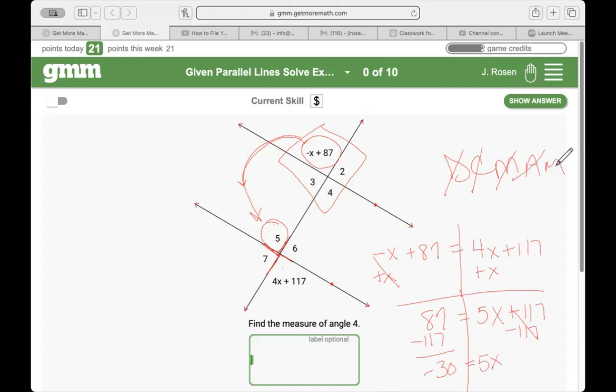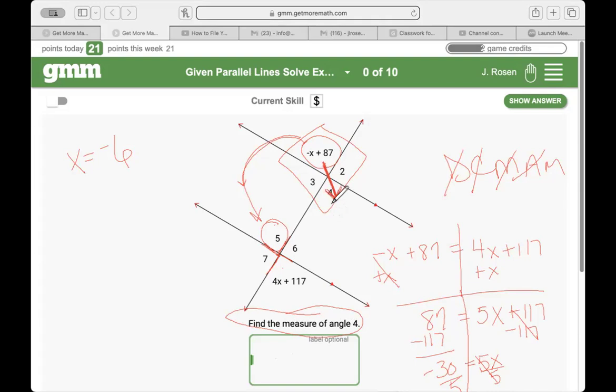And then we're going to do the multiplication or division by the variable. So we're going to divide by 5. So the answer is x equals negative 6, okay? So x equals negative 6, but it wants us to find the measure of angle 4. Oh, well, dang. That's at a measure of angle 4. Well, good thing is that's vertical too, right? So that's also going to be equal.